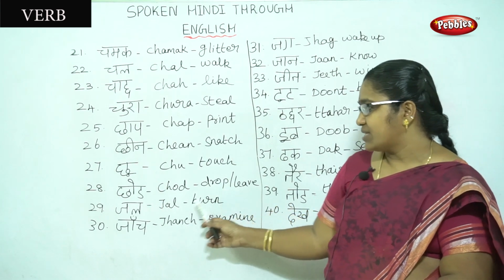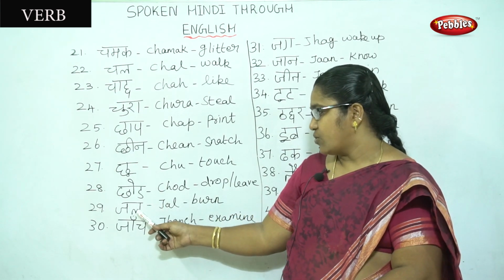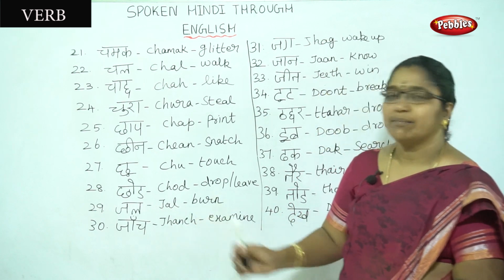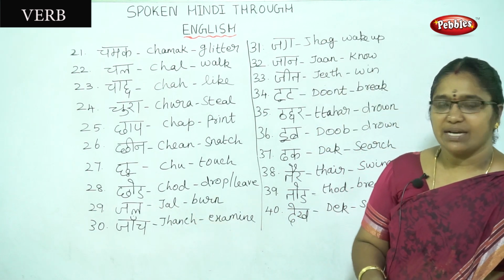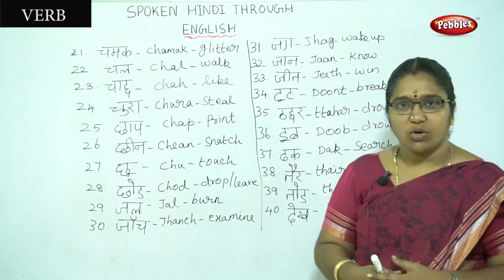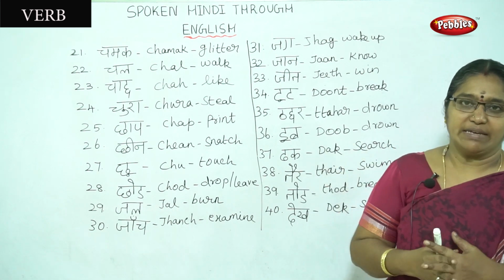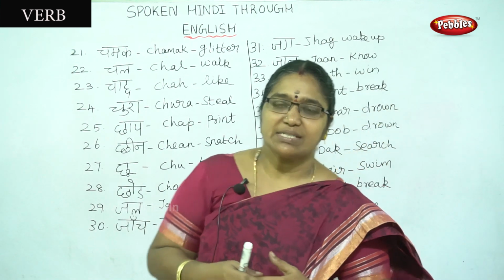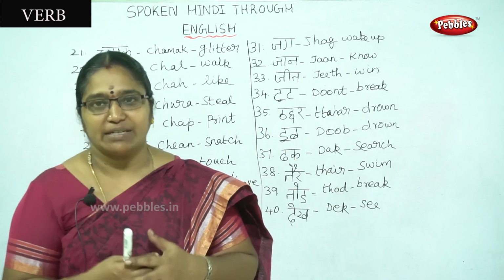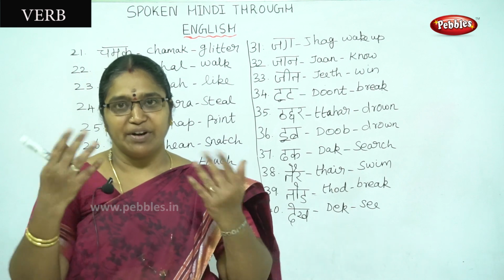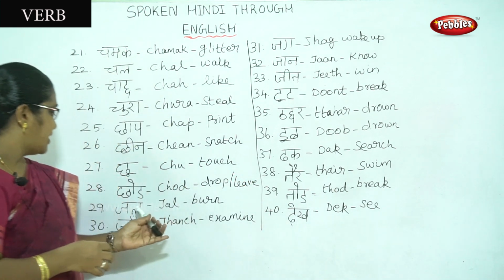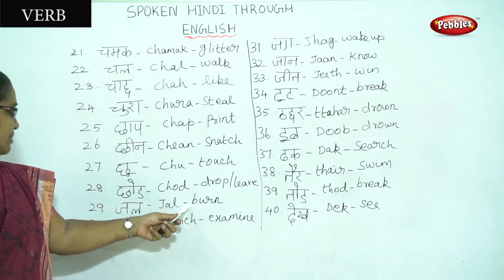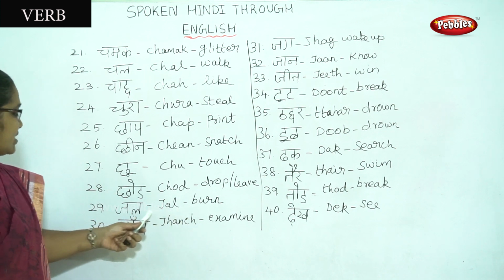The next one is chal. Chal means burn. आग जल रहा है means fire is burning. आग जल रहा है means burn. Is it clear to understand this?